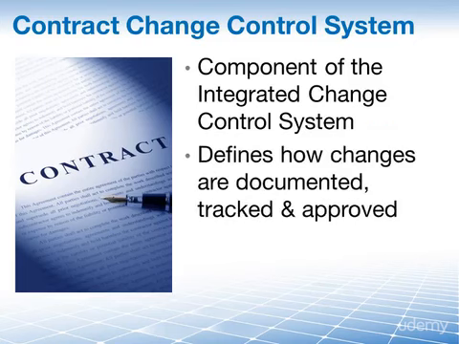It defines how changes are documented, tracked, approved, or even if there is an approval required. For example, you may have a clause in the contract that says scope changes that result in less than 5 hours of work per incident must be tracked, documented, and then communicated to the change control board, but they require no actual approval by the board.